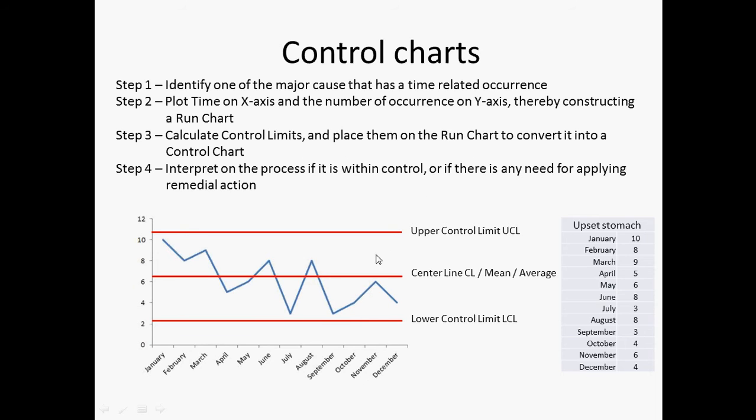So what I did is I converted a run chart into a control chart. Now interpret on the process. If it is within control, yeah, it is within control, nothing is going out, there is no continuous. So there are different ways by which I can interpret it.